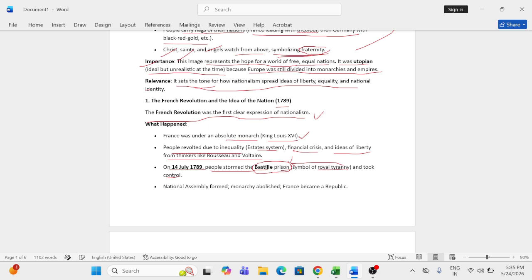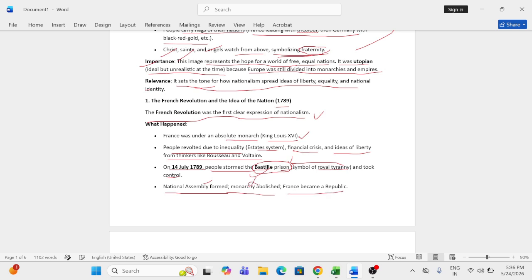Maybe you can call it Louis XVI or the governments. It was a symbol of negative power of the government. And people revolted and they took control of the Bastille prison. They formed a National Assembly. They abolished the monarchy.